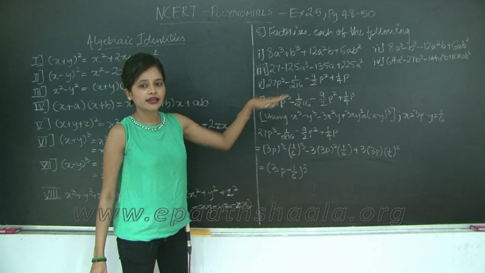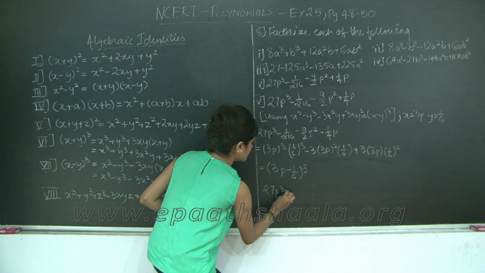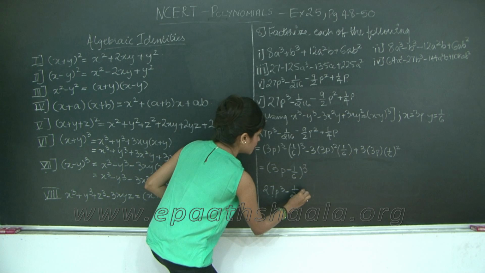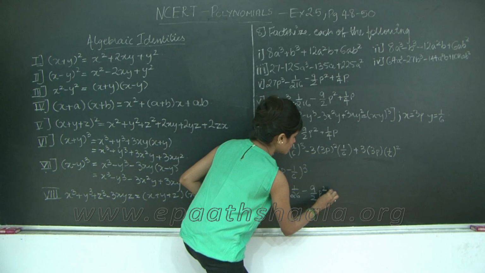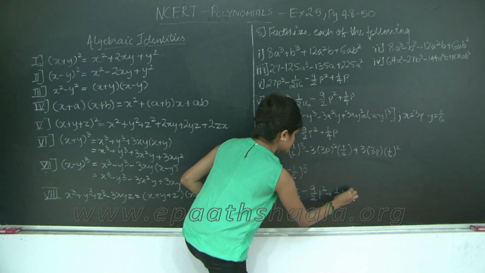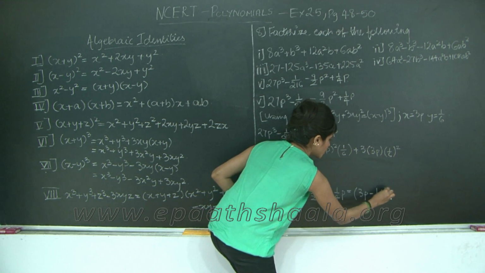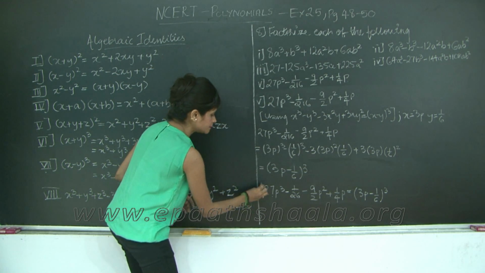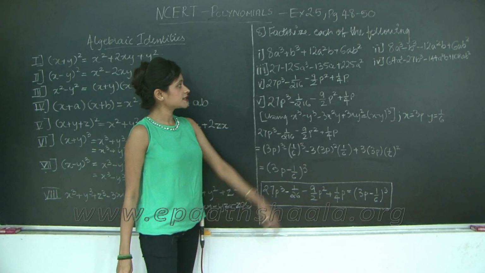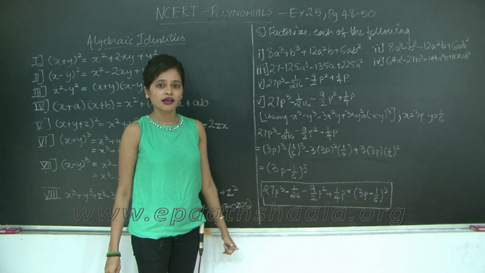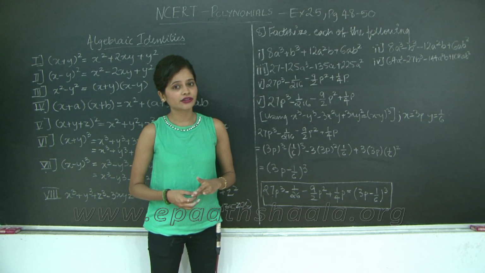So finally, we are going to write our answer in the question answer format, which is 27p cube minus 1 upon 216 minus 9 upon 2p square plus 1 upon 4p is equal to 3p minus 1 upon 6 the whole cube. Box it up. So I have found the solution to my fifth problem of question number A. So this was about it. We will continue with the next sums of exercise 2.5 in the forthcoming lectures.